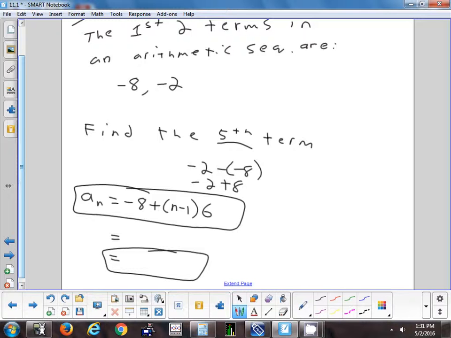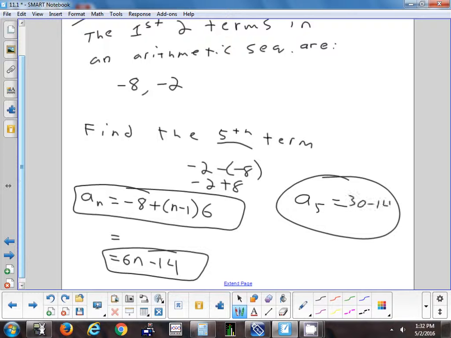All right, so what do I get when I simplify this? 6n minus 14. Now I can find the fifth term using my formula. If I plug in 5 for n, what do I get? 30 minus 14, which is? So we got the 30 by doing 6 times 5 is 30. Take away 14. A sub 5 is 16. Any questions on that one?